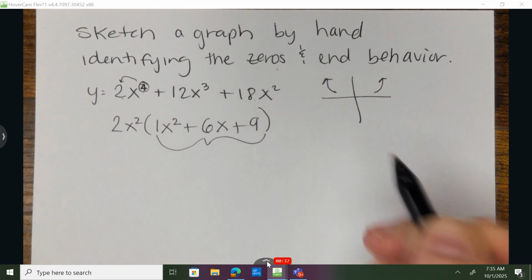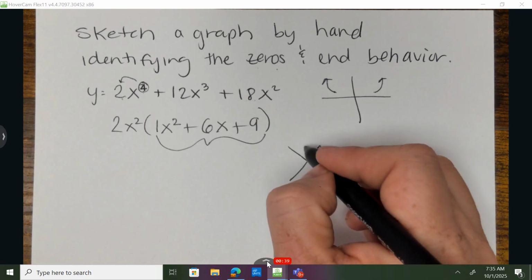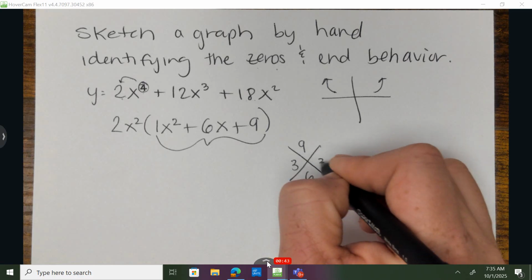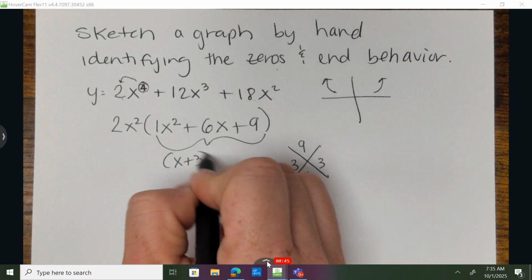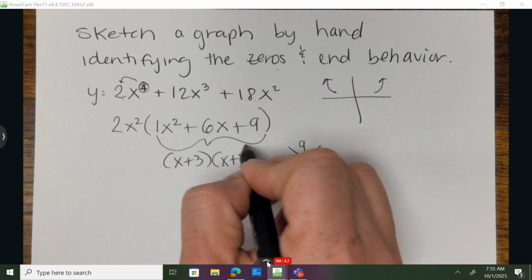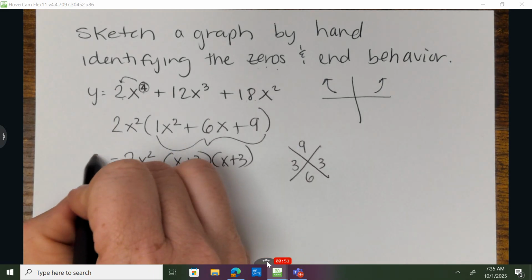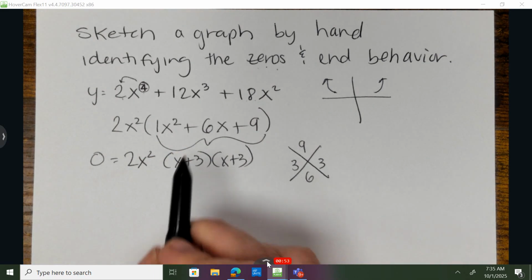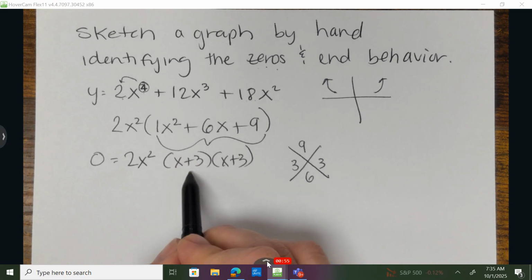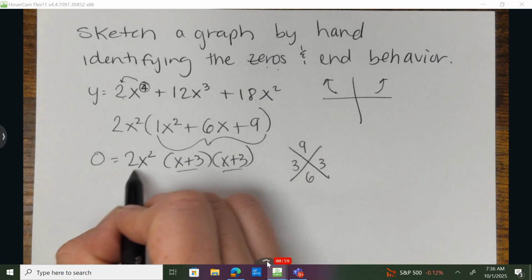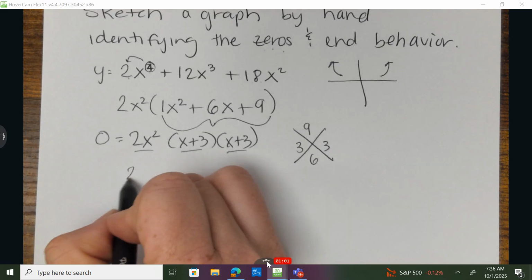I'm going to take this trinomial and let's check and see if it's factorable. What multiplies to equal 9 and combines to equal 6? 3 and 3. x plus 3 and x plus 3. When I'm finding the zeros or the x-intercepts, y is equal to 0. Now, the leading coefficient of this trinomial is 1, so placing a 1 underneath doesn't change anything. I'm going to take each one of these three groups and set it equal to 0 and solve.